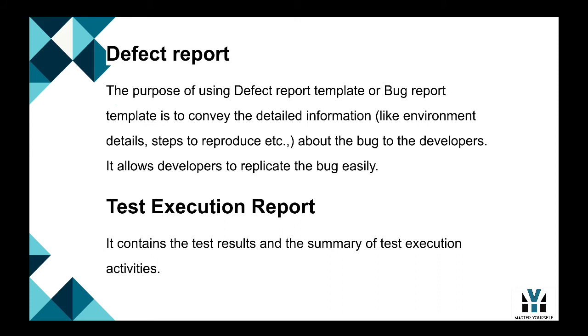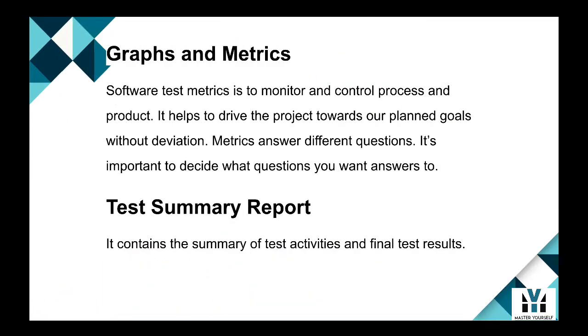Test execution report. It contains the test results and the summary of test execution activities. Graphs and metrics. Software test metrics is to monitor and control process and product. It helps to drive the project towards our planned goals without deviation. Metrics answer different questions. It's important to decide what questions you want answers to.